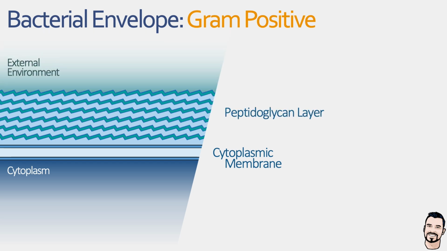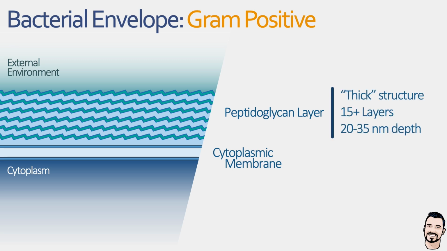But what do we mean by relatively thick? Well, it will typically have anywhere between 15 and 80 layers of peptidoglycan stacked on top of one another, which gives a total thickness of between 20 and 35 nanometers, meaning it will typically make up between 60 and 90% of the gram-positive cell envelope.